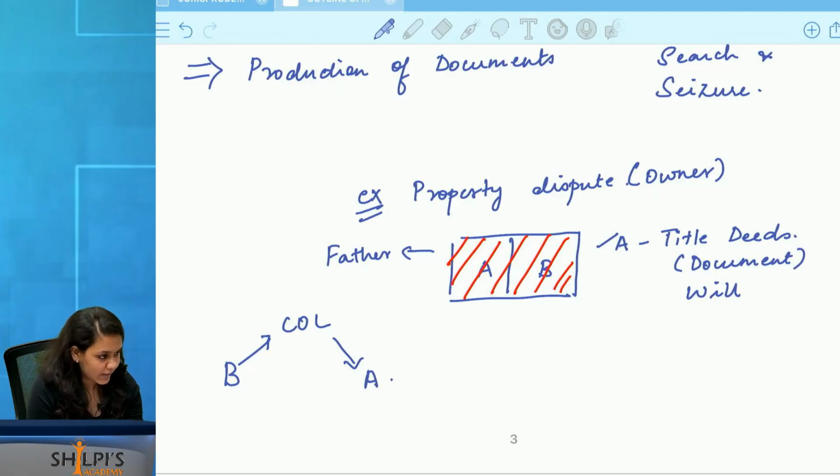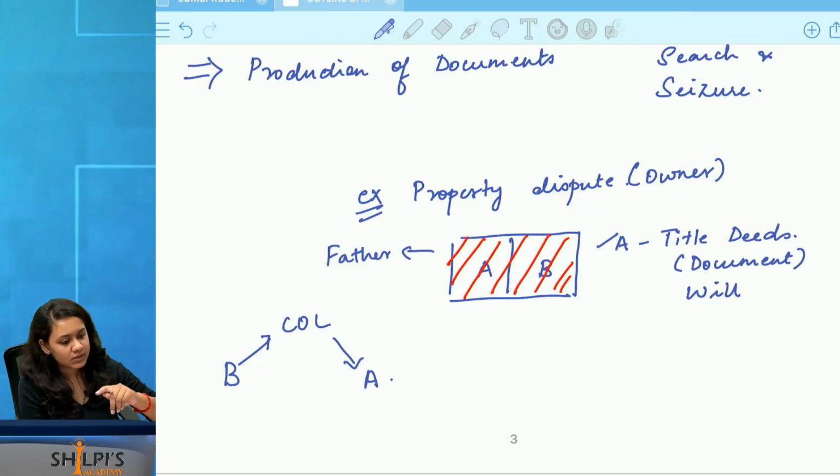Then what he can do is, he can approach the court of law. The court will direct B to produce the document in the court. So this is what we call as production of documents. You have to produce the evidence, but what if it's not in your authority? What if it's not in your hands? Or what if this document was pledged to the bank and the bank has a copy of your title deeds?